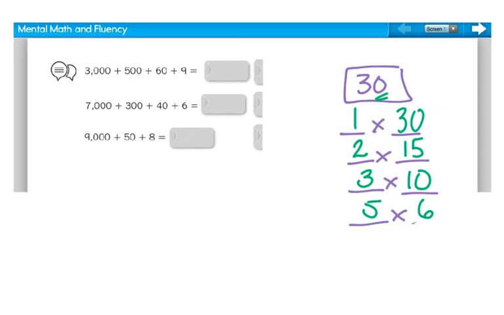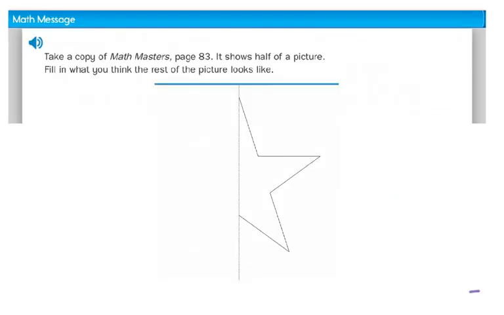Now, what you're going to do is you're going to need your math journal. And we'll get started with your math journal in just a minute, but make sure you have that. It says take a copy of Math Masters page 83, and that's actually what you're just seeing right there, half of a star. It shows half a picture. Fill in what you think the rest of the picture looks like. Now, you won't be able to write on the video, but you could use your crayon to draw kind of an invisible line or trace it with what your finger would do if it could draw. But I imagine it would look something like this.